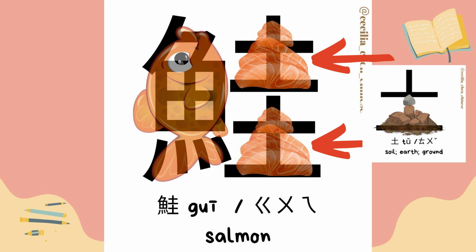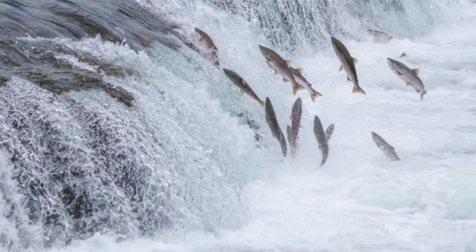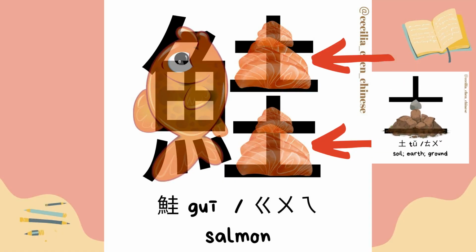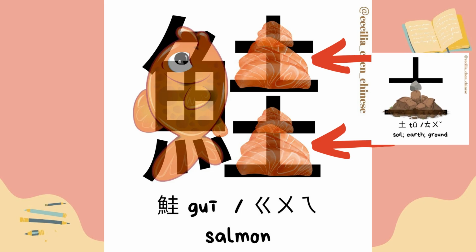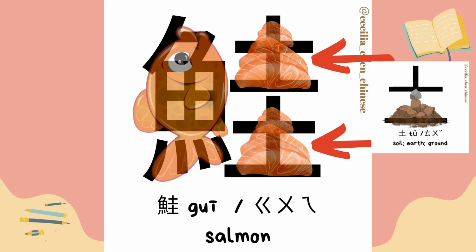Alright, so we all know that salmon will return to the place that they were born, right? And to lay the egg there. You can associate the 2 with homeland, right? Okay, so next time when you see 鱼 radical with 2 here, then you know it's the salmon.